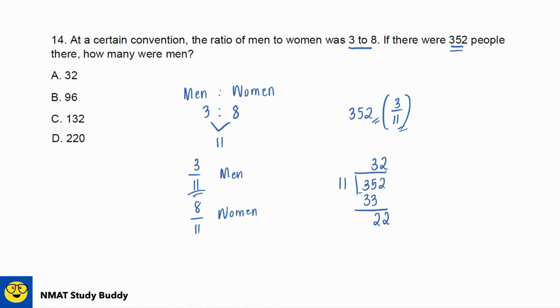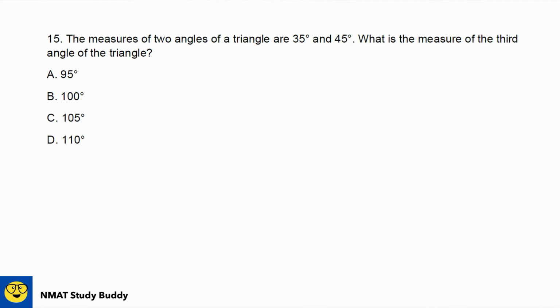Tapos, i-times mo pa siya sa 3. 32 times 3. So, 6. Then, 3 times 3 is 9. So, yung final answer natin is 96 men out of 352 people. So, letter B. Number 15, the measures of two angles of a triangle are 35 degrees and 45 degrees.